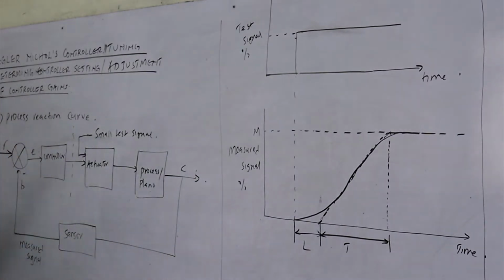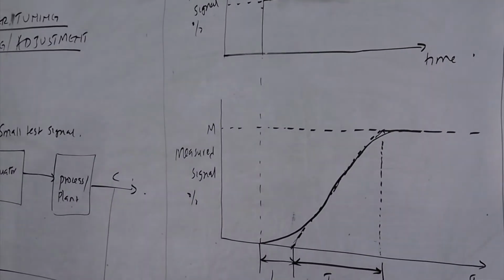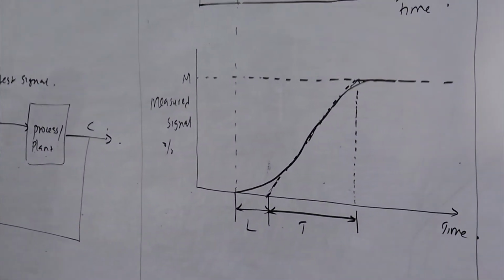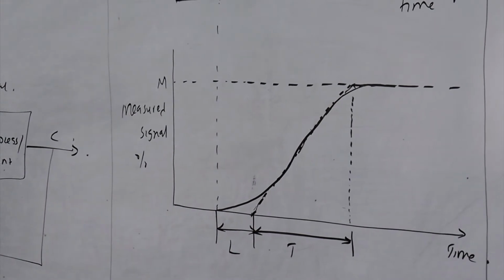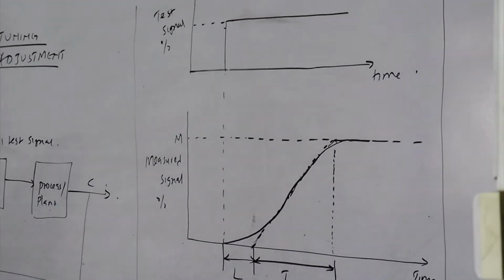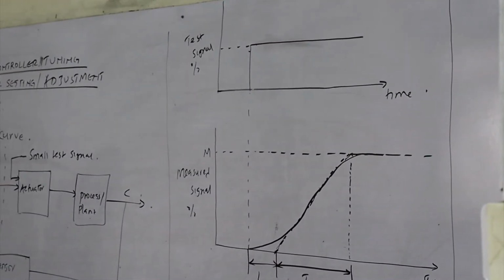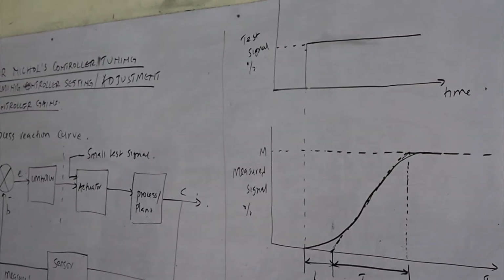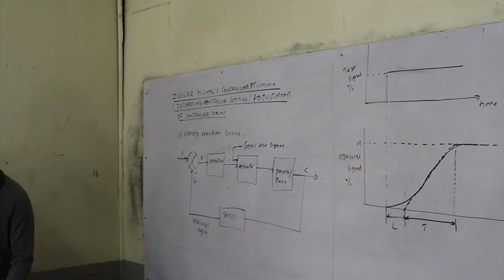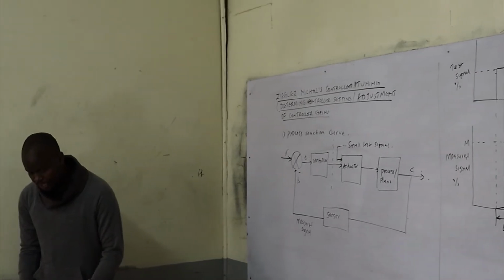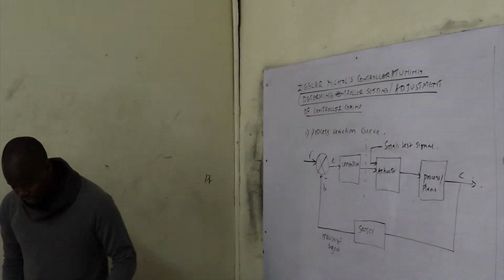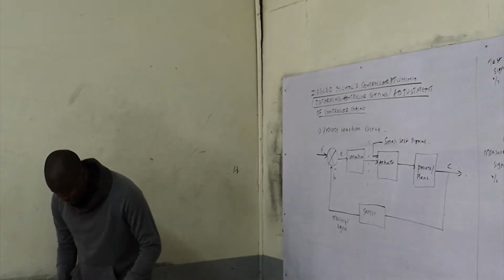So that is an illustration of a process reaction curve. When you have this process, we say that we can use this particular graph in order to determine the best values for the controller's tuning, the best constant values that we can use in this case.